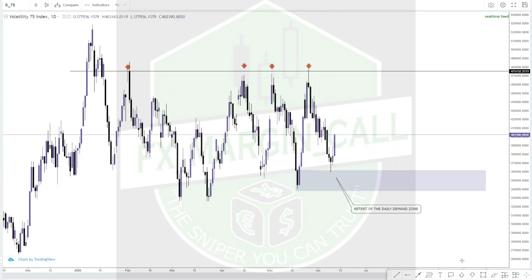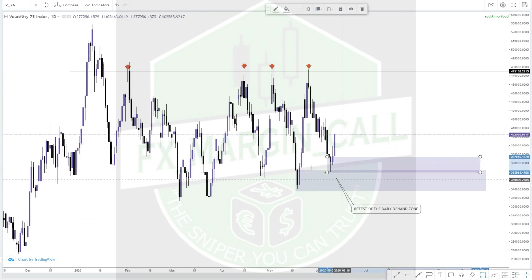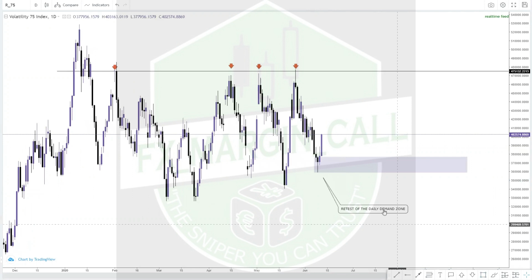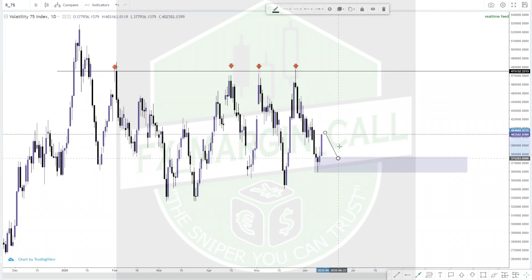After that, we have created another daily demand zone. Remember that once this demand zone has been created, it tells us that the market is starting to form a series of higher lows. So we've got a higher lows formation. What we'll be looking for is a potential retracement for the market to retest this level before continuing. This is based on a daily time frame.